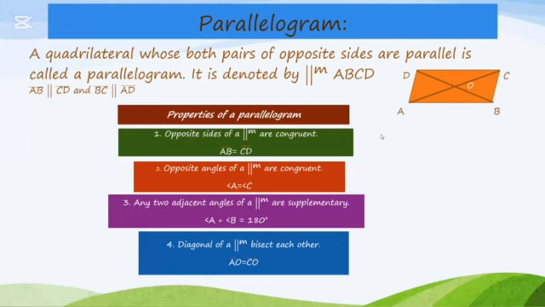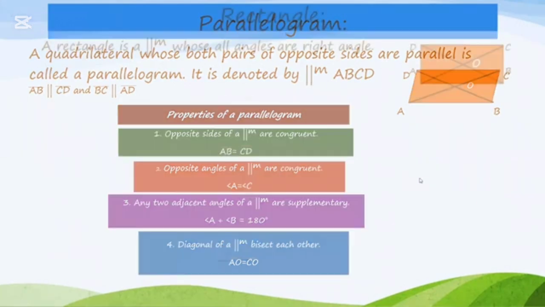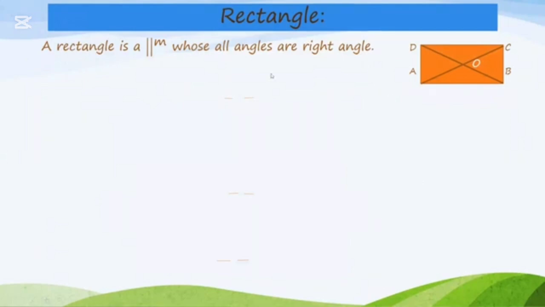Now let's discuss the next quadrilateral. The next one is a rectangle. Now a rectangle is a parallelogram. A rectangle is a parallelogram whose all angles are right angle. Okay.